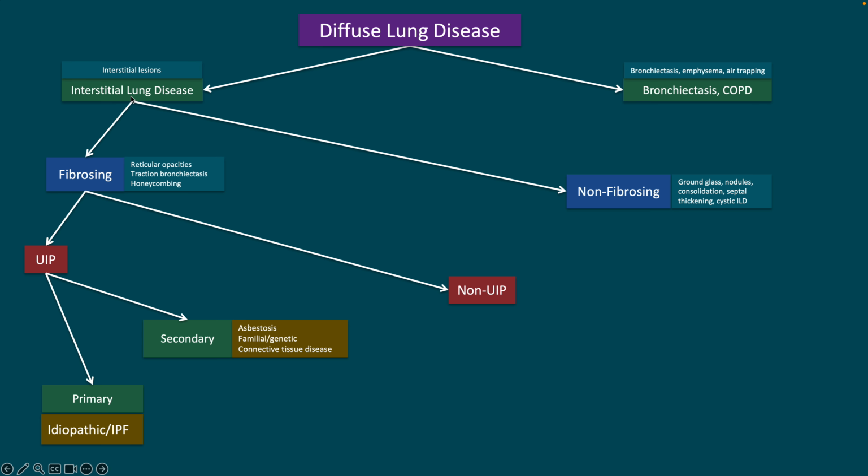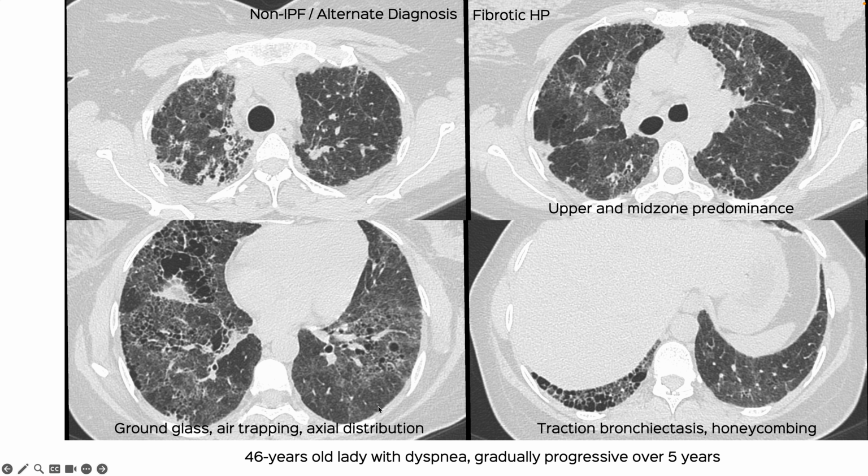So the route that we trace to IPF is like this. Identify that it is an ILD, identify it as fibrosing, identify it as a UIP pattern. This is all radiology. Then clinically figure out whether it's primary or secondary, and if it is primary, then it's almost always IPF, which then implies that everything else is non-IPF. Now that would therefore mean that all secondary UIP by definition is non-IPF because it's not idiopathic pulmonary fibrosis. And then you have the non-UIP fibrosing ILD.